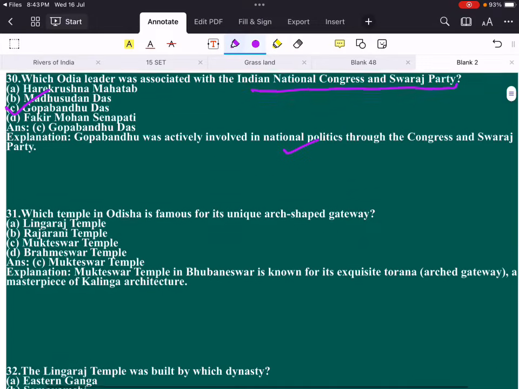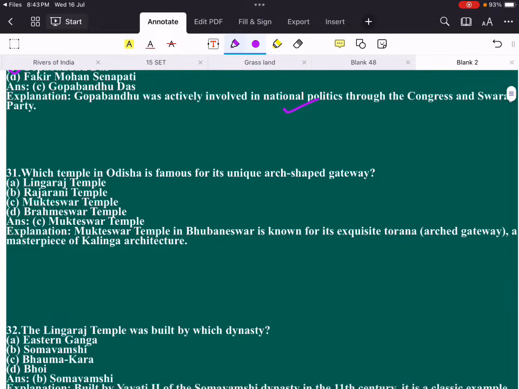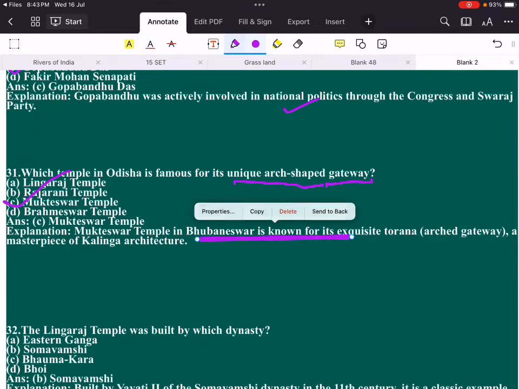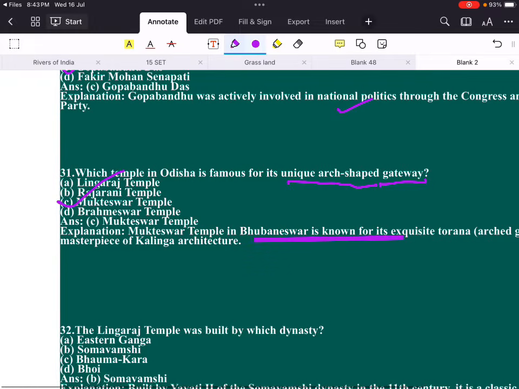Question number 31. Which temple in Odisha is famous for its unique arc-shaped gateway? That is option C, Mukteshwar Temple. Mukteshwar Temple in Bhubaneswar is known for its exquisite Torona arc gateway, a masterpiece of Kalinga architecture.